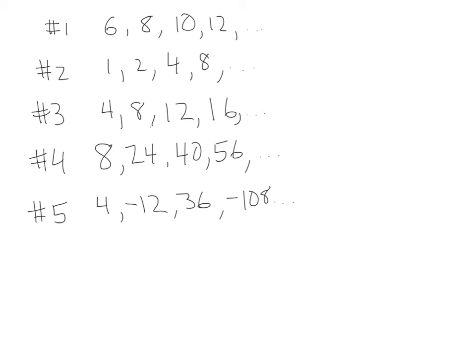So the first sequence, 6, 8, 10, 12, you can see what the pattern is. Each time we are adding 2, adding 2, adding 2, adding 2, and so forth. You can see that the next number in the sequence would likely be 14. This is arithmetic.